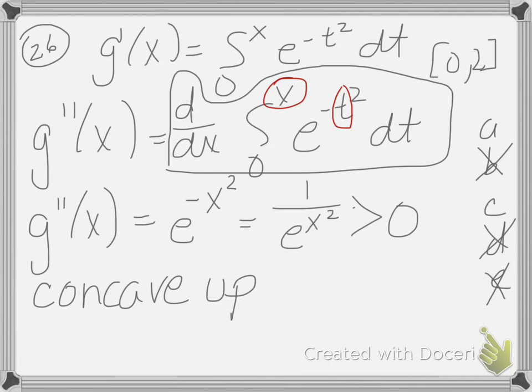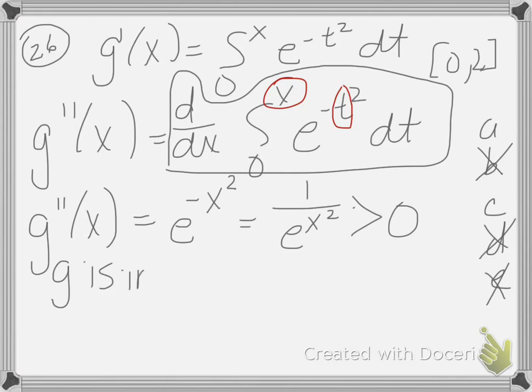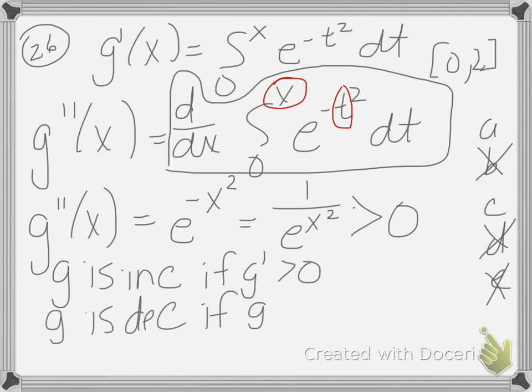Okay, and so now we are kind of stuck because A and C are talking about increasing and decreasing. So let's think about everything that we know about increasing and decreasing. I'm just going to erase a little bit of this to make some room. Okay, so we know that g is increasing if g prime is greater than 0, and g is decreasing if g prime is less than 0, okay? So what do we know about g prime?